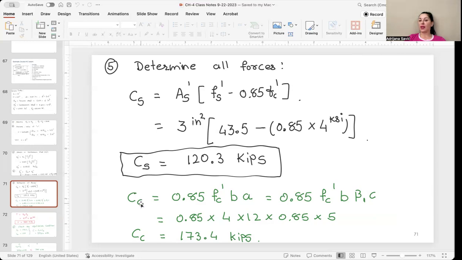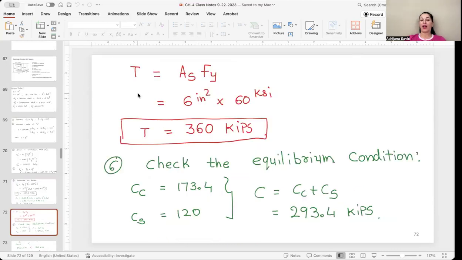The next force is the force from concrete, which is 0.85 times Fc prime, that is 4, times B, which is 12, and a is 0.85 times C, which in our case is 5. So this one will give us a value of 173.4 kips, and tensile force will be As times yielding stress. So in this case, area of steel in tension region is 6 times 60. That will give me tensile force of 360 kips.